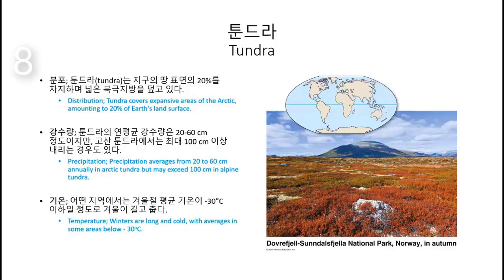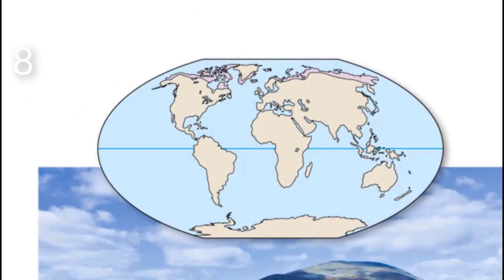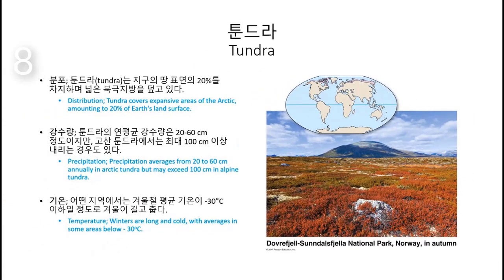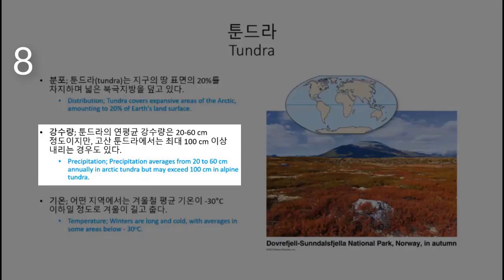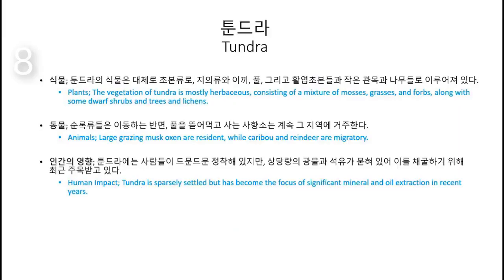Number 8. The tundra. Where can we find it? The tundra covers expansive areas of the Arctic, amounting to 20% of Earth's land surface. Precipitation. Precipitation averages from 20 to 60 centimeters annually in the tundra, but may exceed 100 centimeters in alpine tundra. Temperature. Winters are long and cold, with average temperatures in some areas below -30 degrees Celsius.